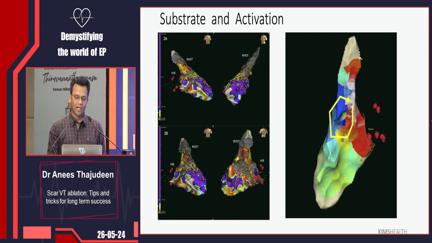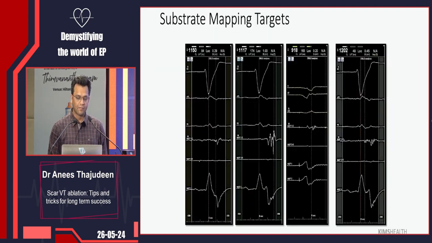But most of the ablation points will be targeted around this area where low voltage is seen, and there is crowding of the isochrones, which is short segments with a lot of colors in between. That is where most of the slowing happens. So that is one way of doing ablation.